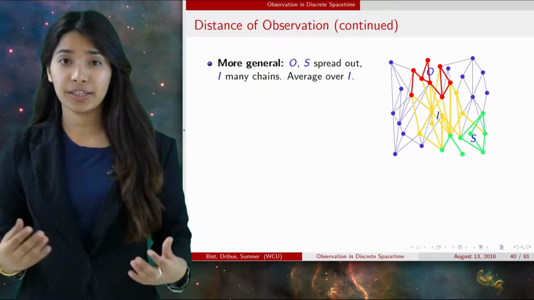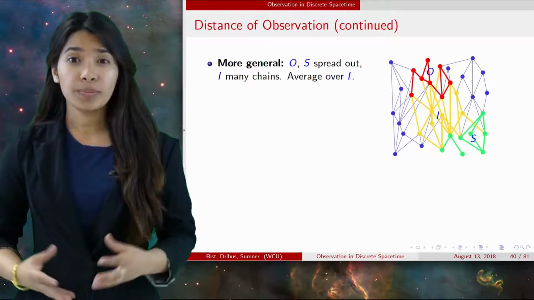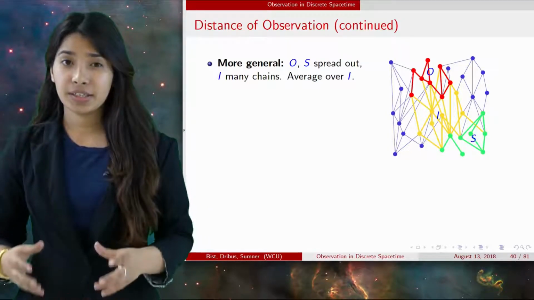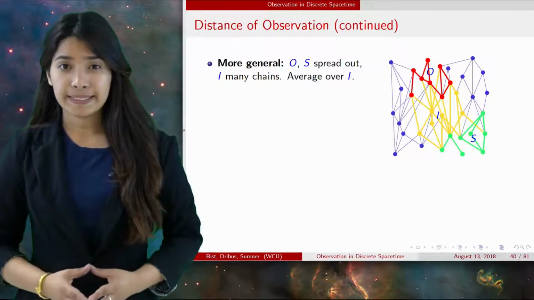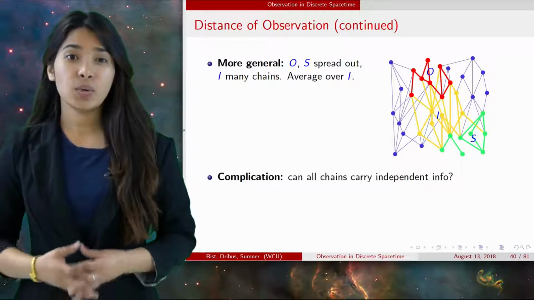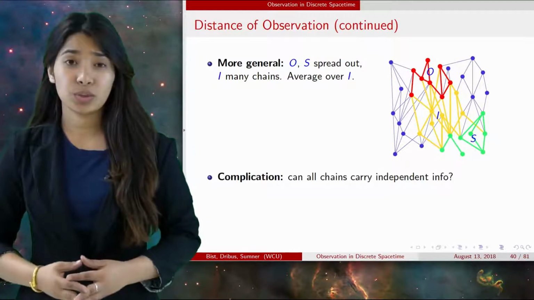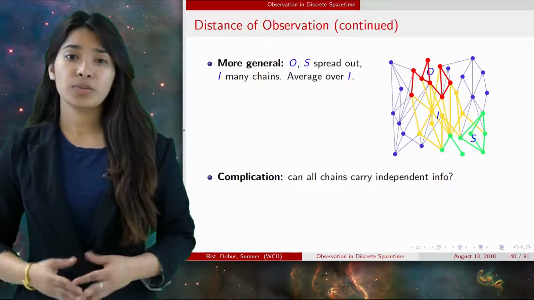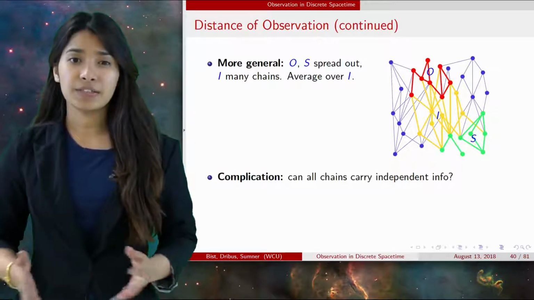In a more general setting, we expect that the observed system S and the observer O will be more complicated than individual elements, and that the information flow between them will be represented by a large family of chains I. In this context, the distance of observation can only be defined in an average or approximate sense. An important basic question to answer in constructing such a model is whether or not different chains between different elements can carry independent information.